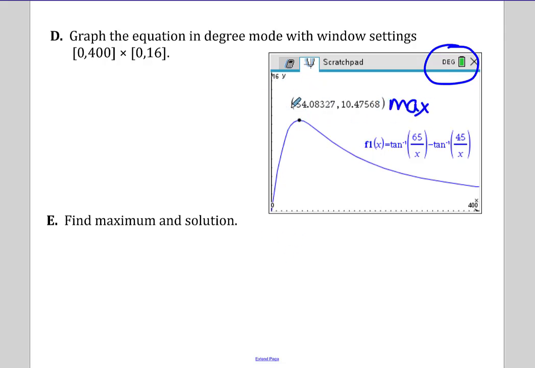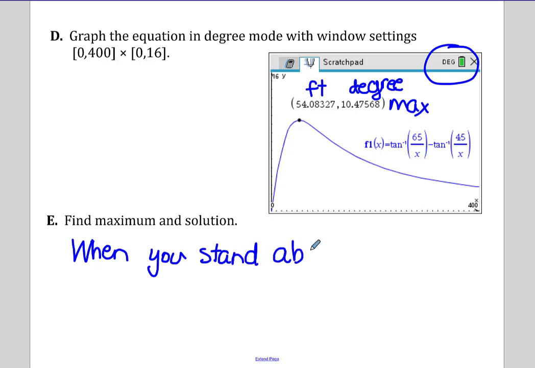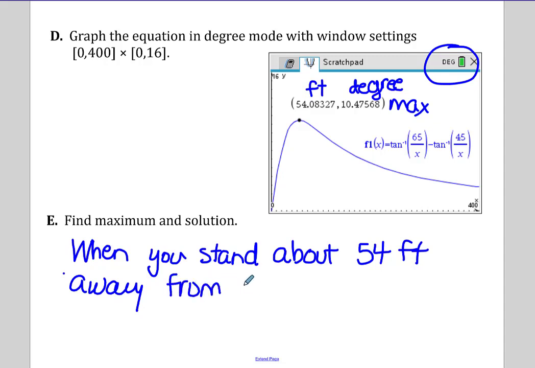So what's this telling me? It's telling me when you're this many feet away, this is the degree. See, we're in degree mode. This is the degree that's going to be the angle with the greatest degree. So we could say that in words. When you stand roughly 54 feet away from the screen, the angle is the greatest.